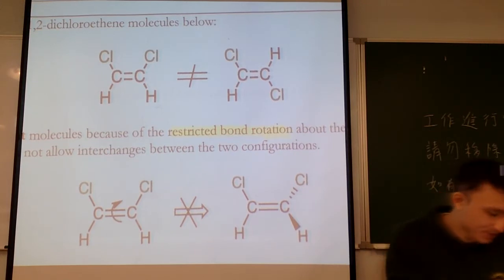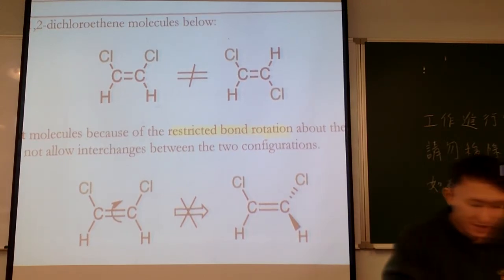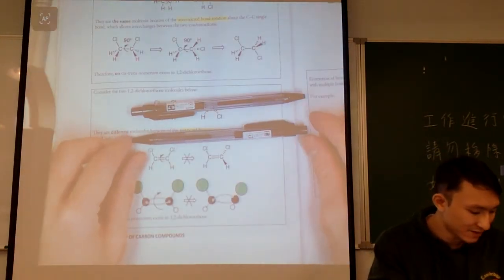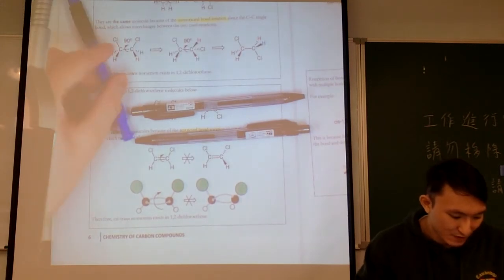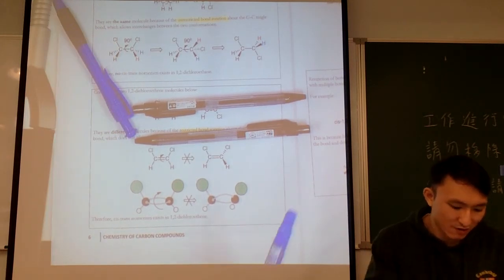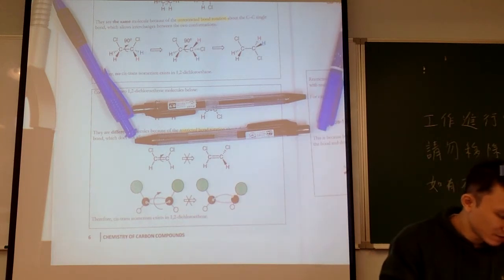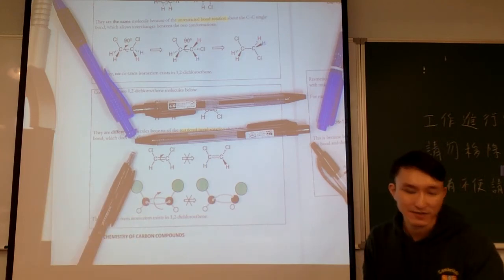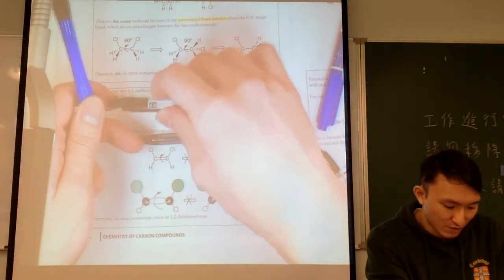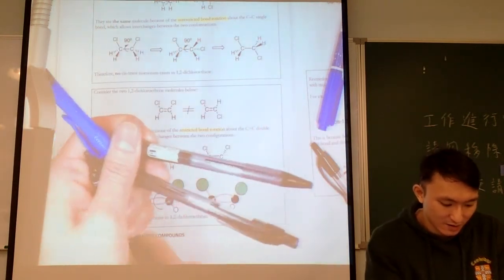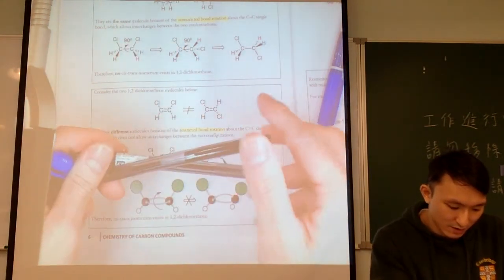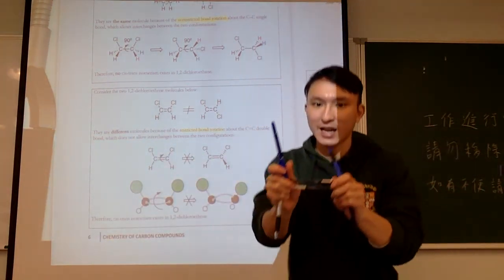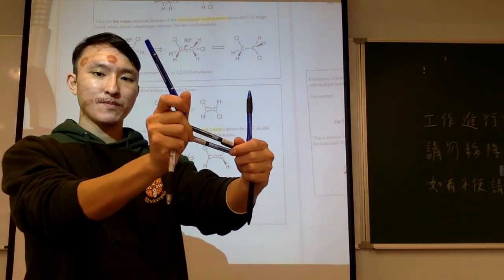Now again, let me show you. This time we have double bonds, right? It's just like two ball pens, a blue ball pen and a black ball pen. Now we have the two chlorine atoms pointing up, and then the two hydrogen atoms pointing down, just like this, right? Now let me hold it in my hand. Okay, just like that.